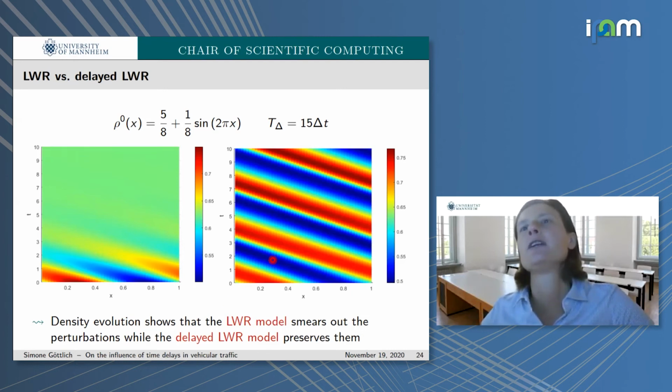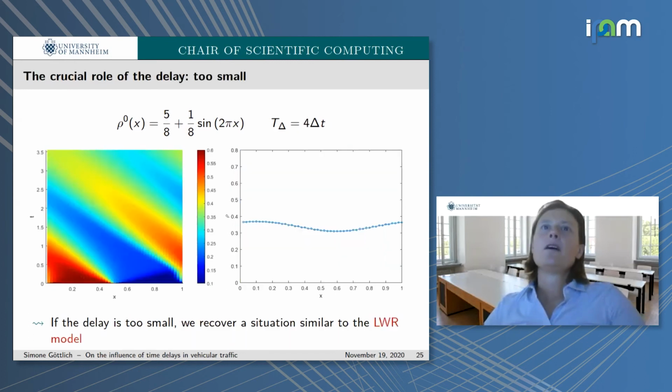Here you see really this kind of perturbation waves, and here we see that after a short time, the density gets constant. So this is one of the first big differences we can observe while considering perturbations in the initial data.